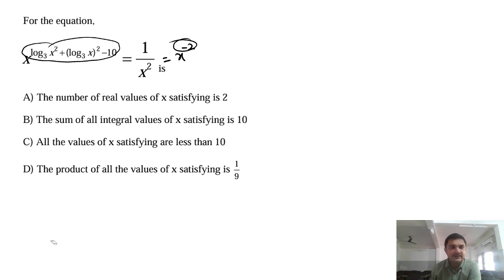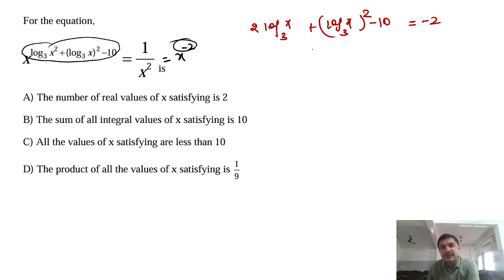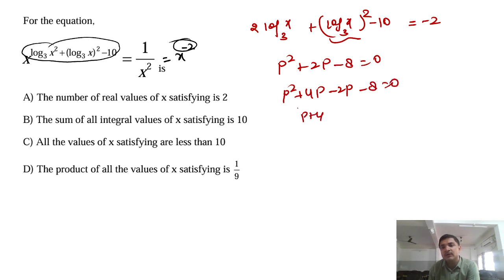If I'm solving this question, we are having log x. So, that means it is 2 times log x base 3. Property I have used. Log x base 3 whole square minus 10, that must be equal to minus 2. Okay, log x base 3 if I'm assuming as p, so this will be p square plus 2p minus 8 is equal to 0, isn't it? P square plus 4p minus 2p minus 8 is equal to 0. We'll get p plus 4 and p minus 2 equal to 0. P is equal to, tell me, minus 4 and p is equal to 2.